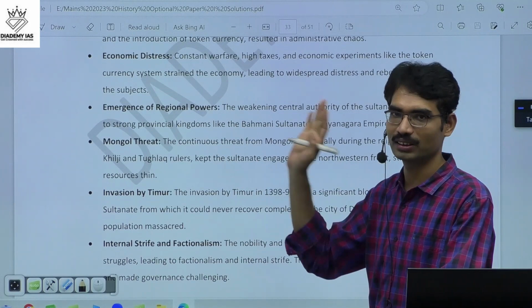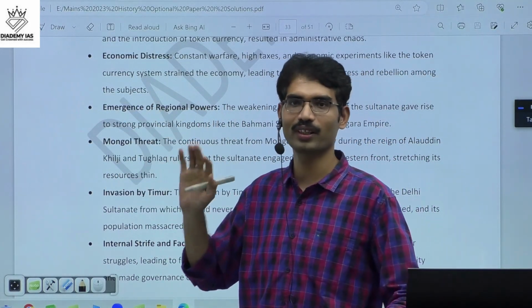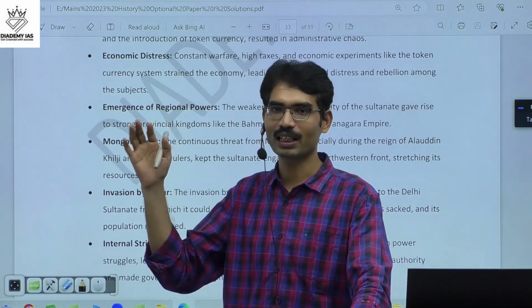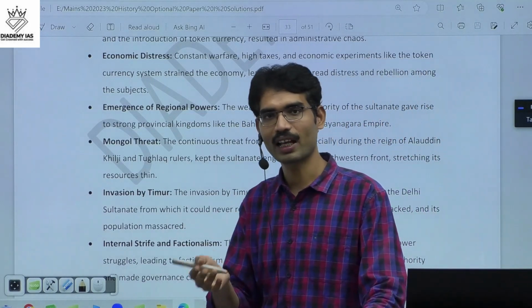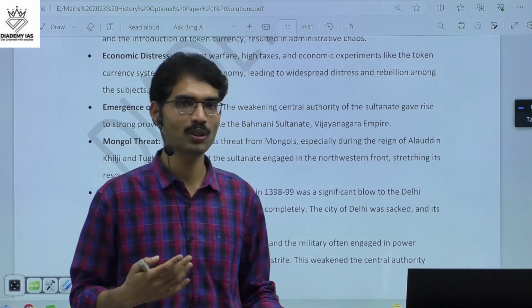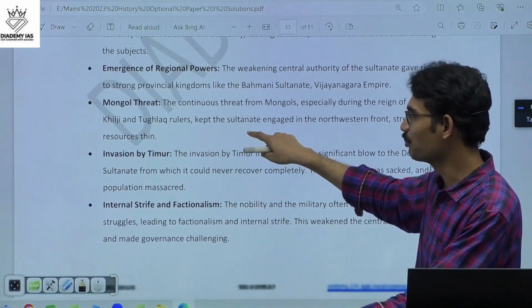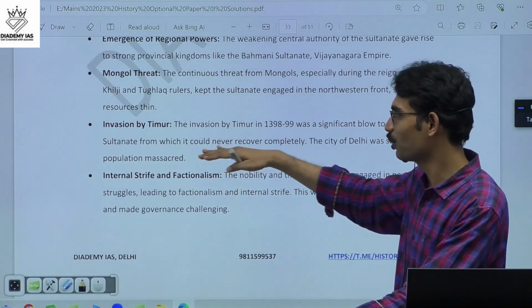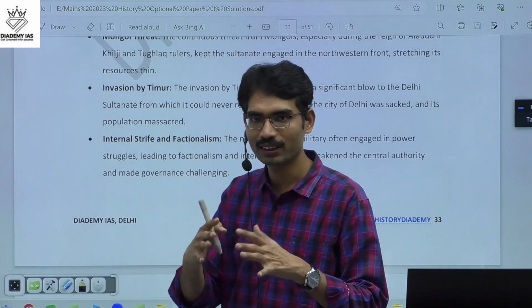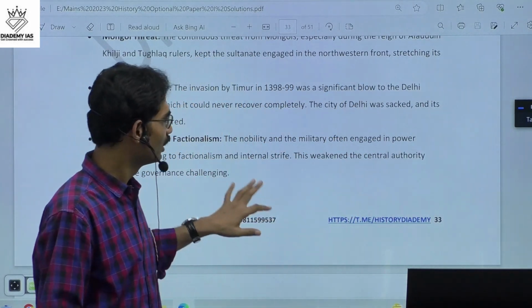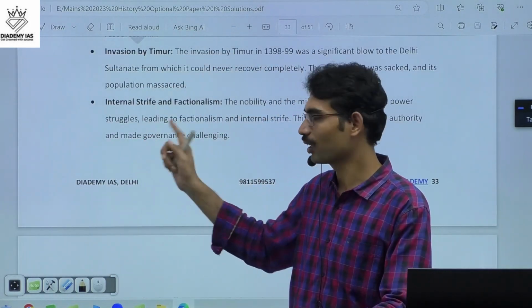And external invasions. Mongol threat. It is one of the biggest threats the Delhi Sultanate ever faced since the beginning. Since the time of Iltutmish, the Mongol threat was a constant factor, and it has even affected the policies of the Delhi Sultans. Invasion by Taimur. This was one of the death blows to the Delhi Sultanate. Internal strife and factionalism. When there are internal problems, we will always find differences among the nobles, and this is one of the reasons.